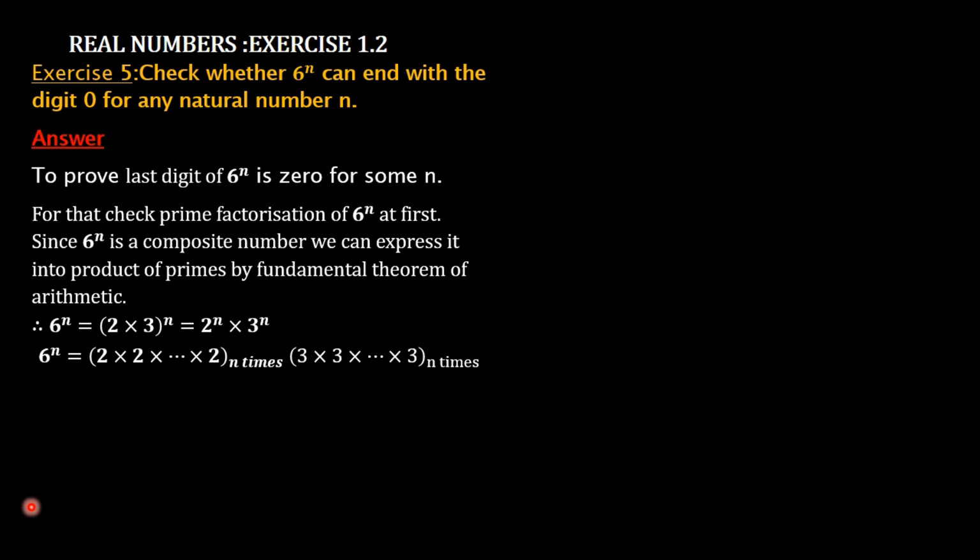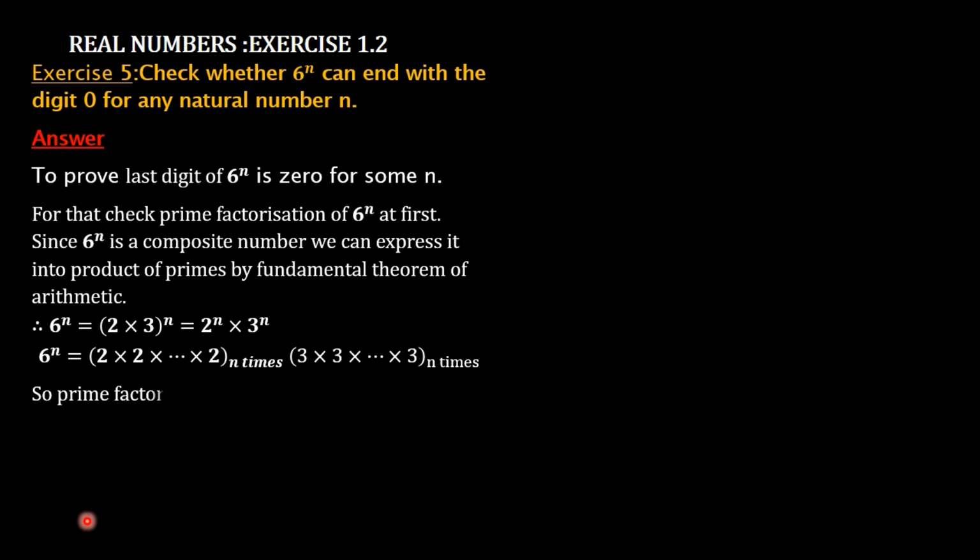That is 10, 20, 30, 50, 100. Every number that ends with the digit 0 is a multiple of 10. So why here do we have no factor of 10? Because the prime factorization of 10 is 2 into 5. Here we have only 2. So it is not possible to get a multiple of 10 as 6 raised to n.